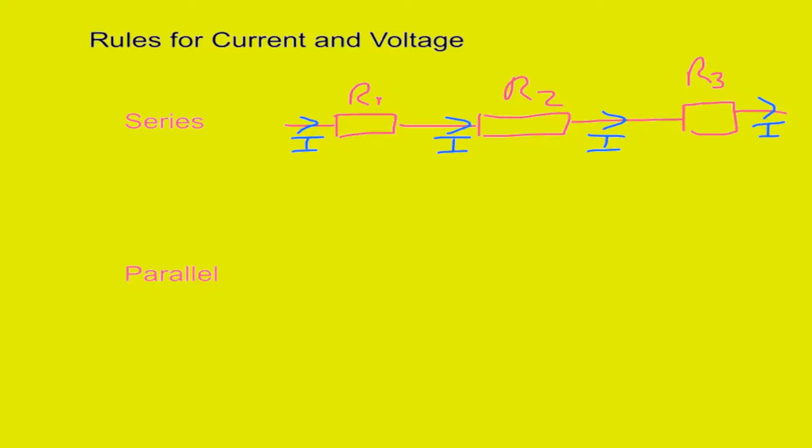Current is a measure of the amount of charge flowing per second, and in a straight series circuit like this, the amount of charge flowing per second will be constant as charge is conserved.